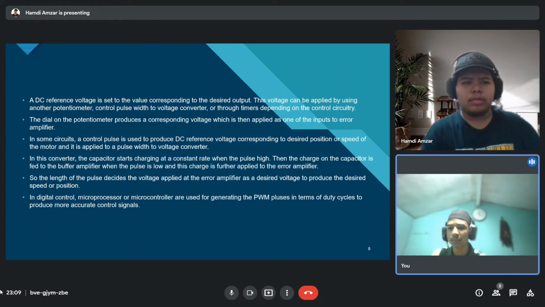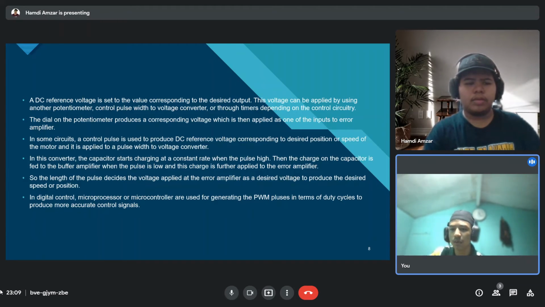amplifier. In some circuits, a control pulse is used to produce the DC reference voltage corresponding to the desired position or speed of the motor, and it is applied to a pulse width to voltage converter. In the converter, the capacitor starts charging at a constant rate when the pulse is high. Then the charge on the capacitor is fed to the buffer amplifier when the pulse is low, and this charge is further applied to the error amplifier.